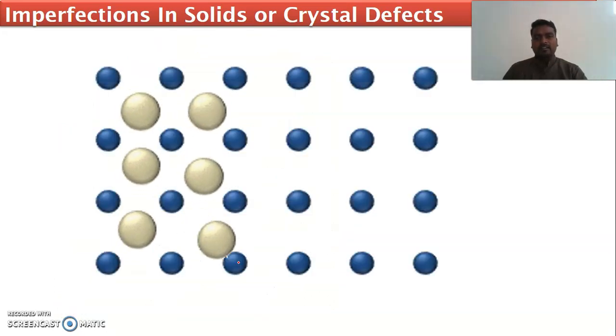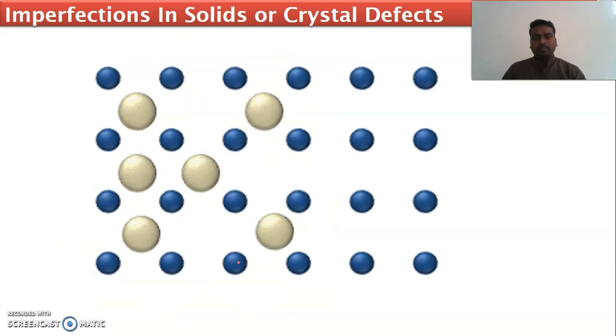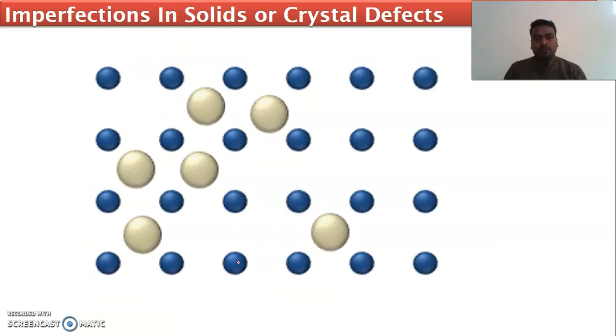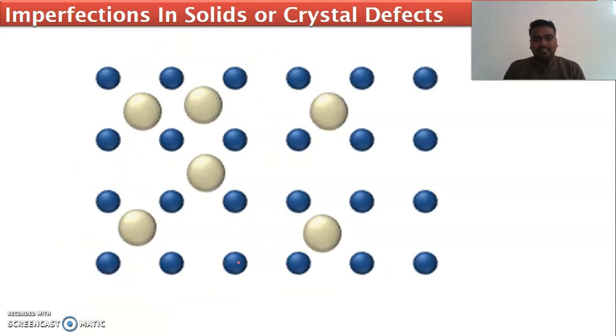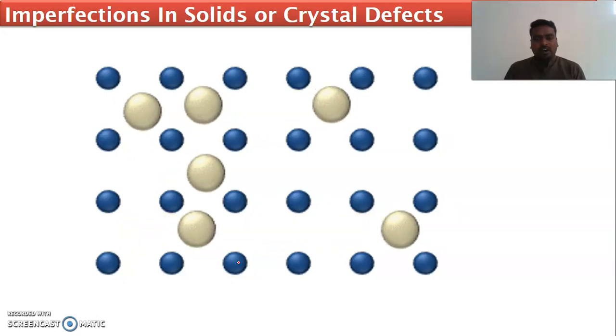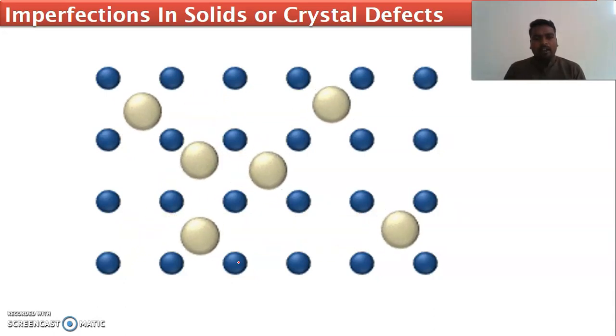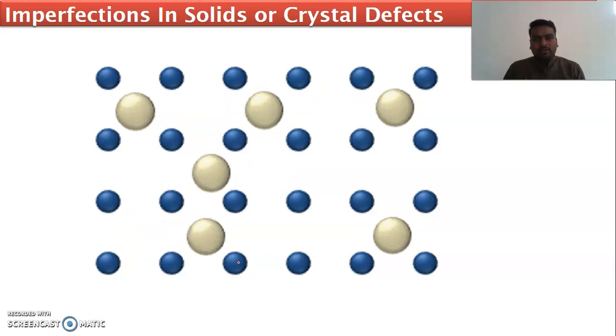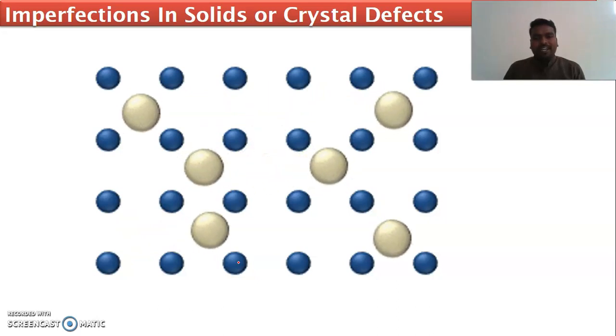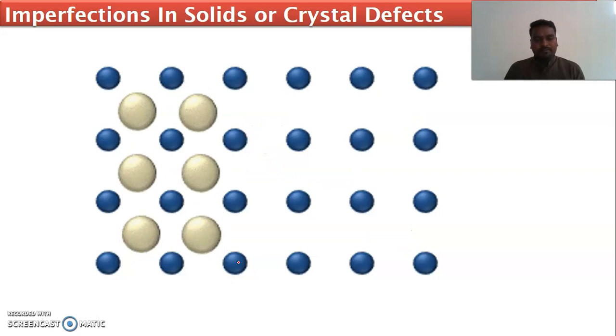And you observe here. In a crystalline lattice, some atoms are vibrating, and this vibration leads to a change in their position.